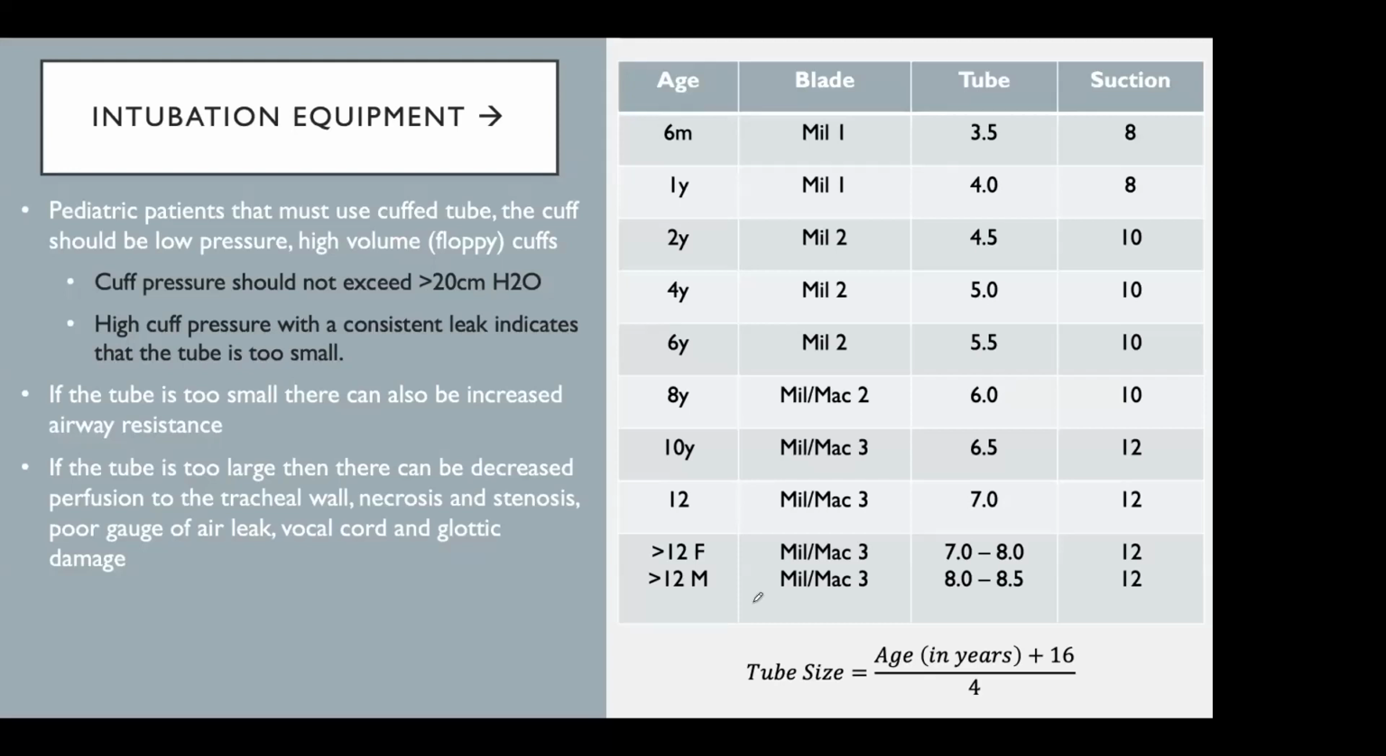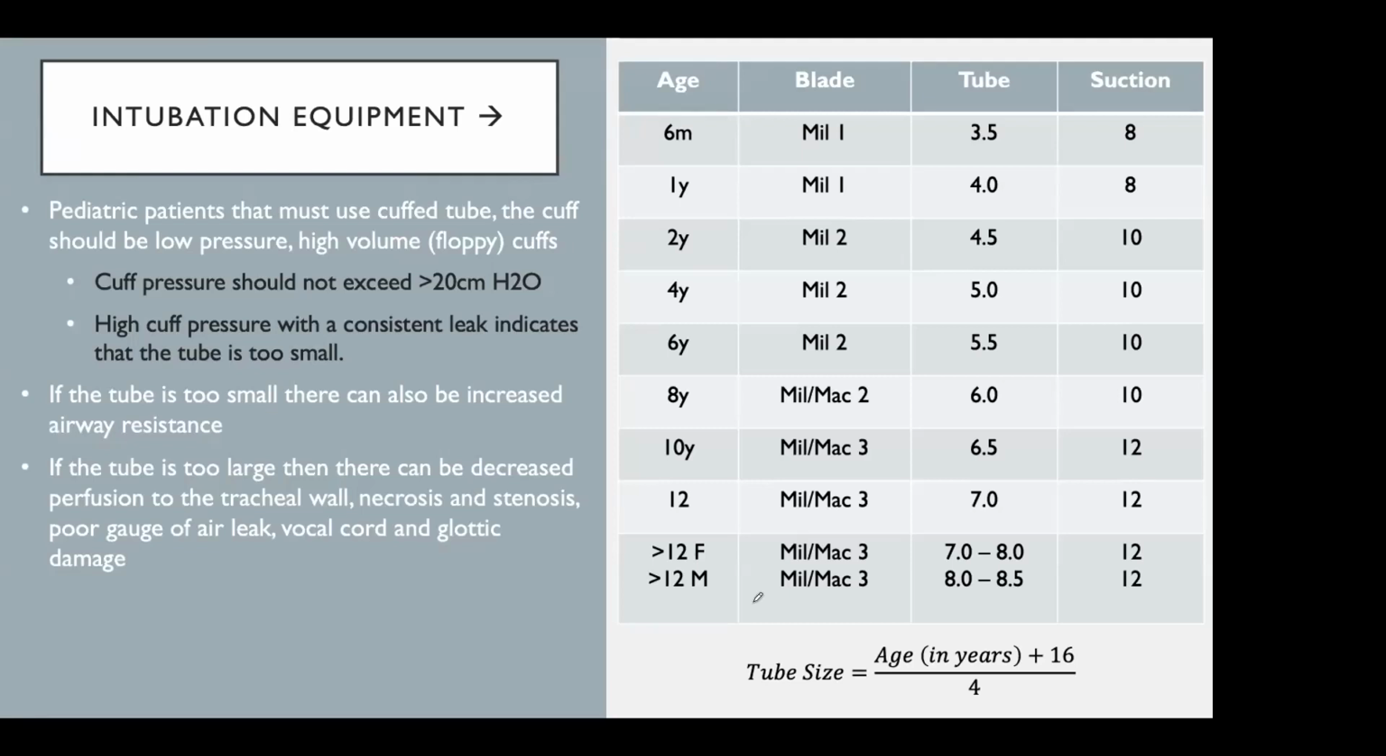But again, just like we were talking about with the NPAs, if the tube is too small, there can also be increased airway resistance, which could create, I guess, an artifact type of waveform. You think, oh gosh, this kid's got these crazy peak pressures. If the tube is too large, then there can be decreased perfusion to the tracheal wall, just like if you're losing integrity of the cuff and you keep pumping it up. Necrosis and stenosis. It's hard to gauge the air leak, vocal cord and glottic damage. And these things can be lifelong and very detrimental to these children.